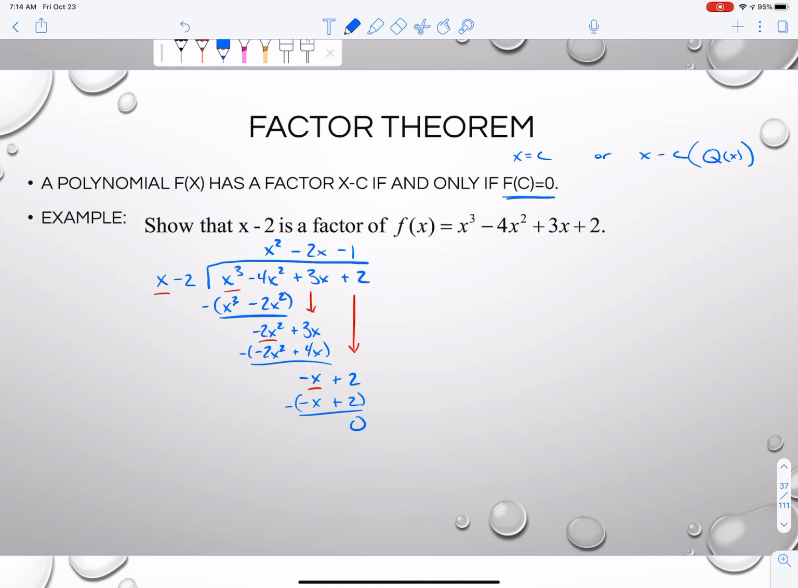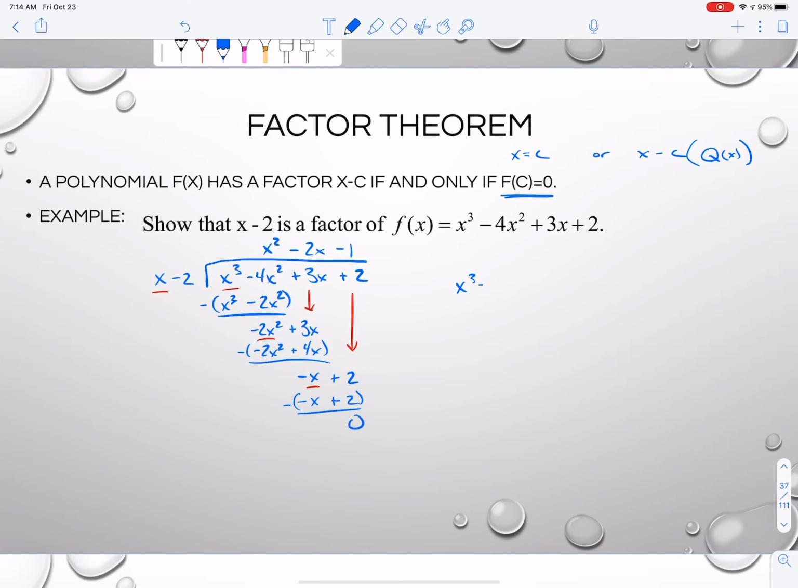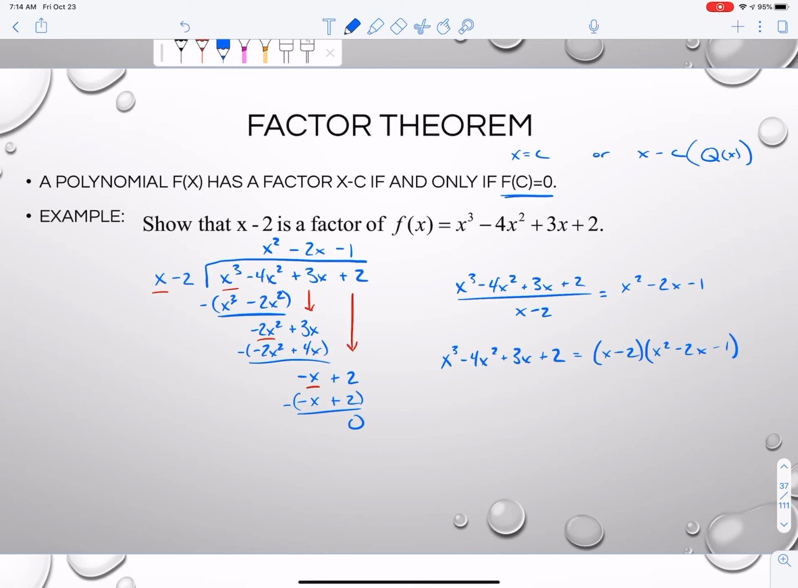All right, so what I get, in two different forms of writing this, is that x cubed minus 4x squared plus 3x plus 2 divided by x minus 2 equals x squared minus 2x minus 1. Or again, if I multiply both sides by my denominator, I find that x cubed minus 4x squared plus 3x plus 2 equals x minus 2 times x squared minus 2x minus 1. So what I get is a factored form of my polynomial, specifically because I had a remainder of 0 here.